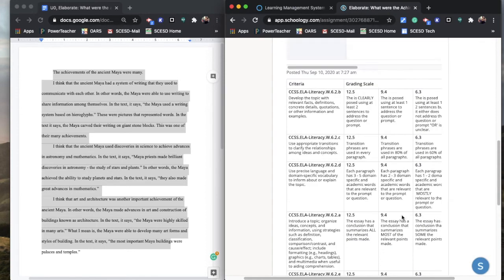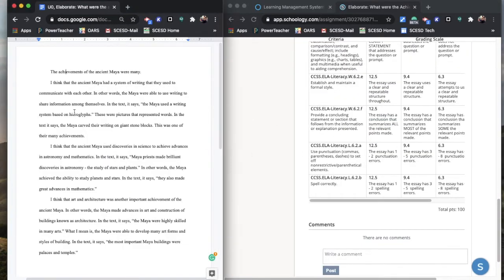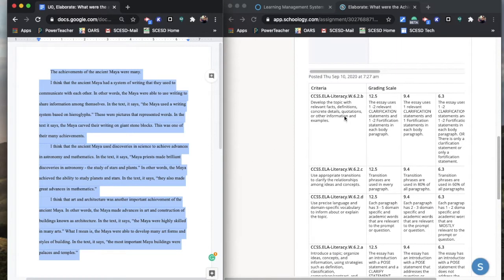And let's take a look at what they're asking us to do. So the first one is they want us to develop the topic with relevant facts, definitions, concrete details, quotations, or other information and examples. And if you don't know what that means, that's fine. Come on over to this where you see the points. If you want 12.5 points, which is the most amount of points you can get, we need to see how our essay here stacks up with all the criteria located on our rubric.